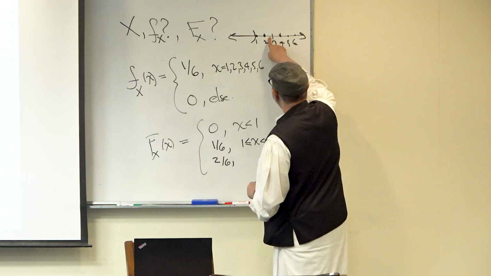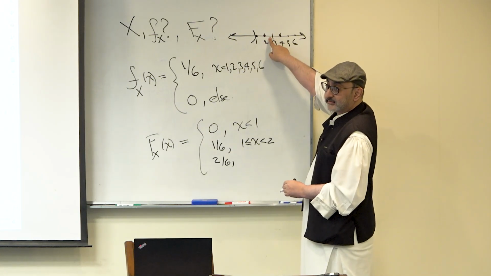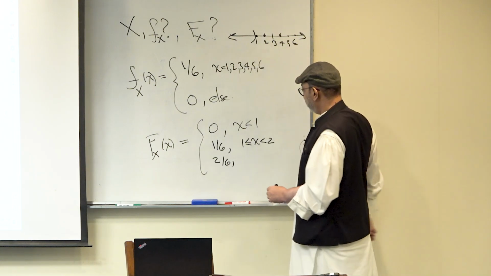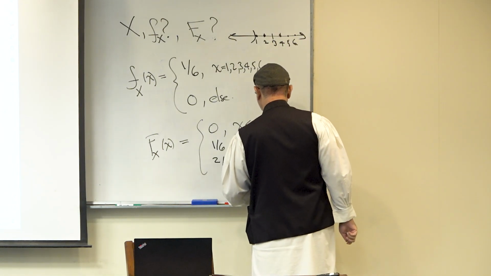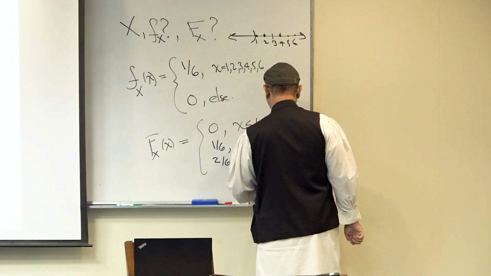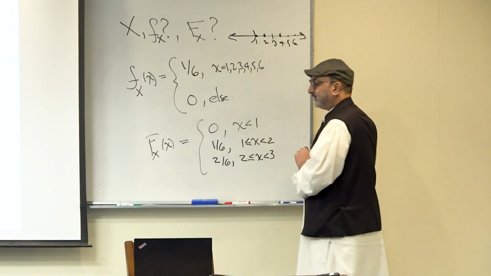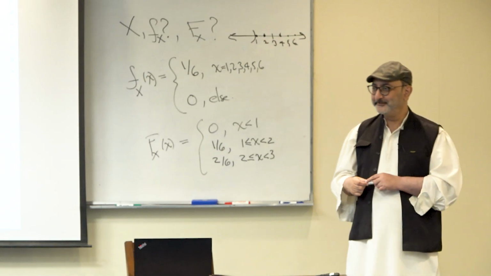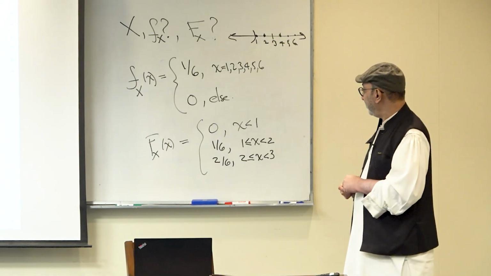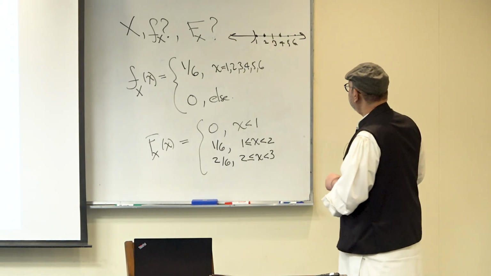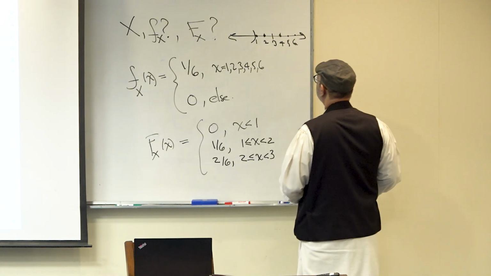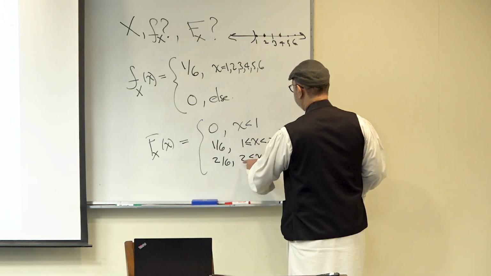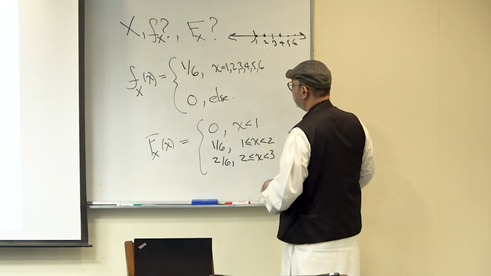Okay, what about 2.5? What about 2.999? Yeah, okay. So 2 less than or equal to x less than 3. Is that okay? All right. Okay. So from 1 to 2, then 2 to 3.